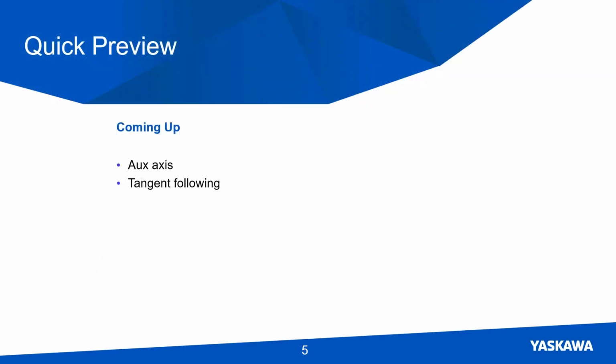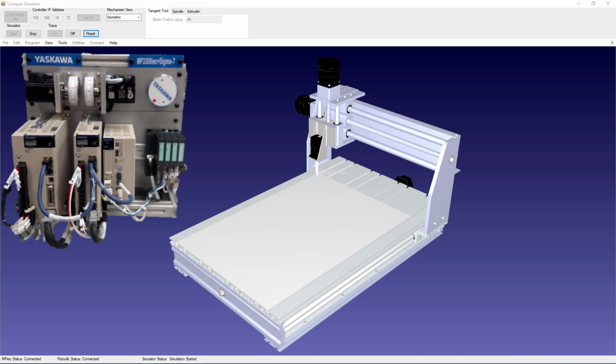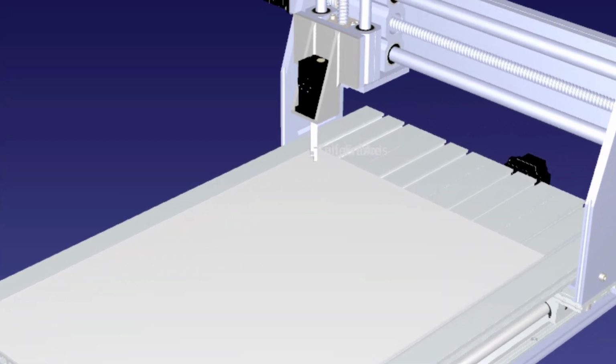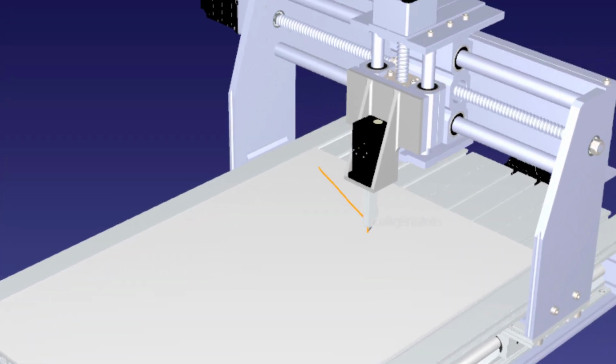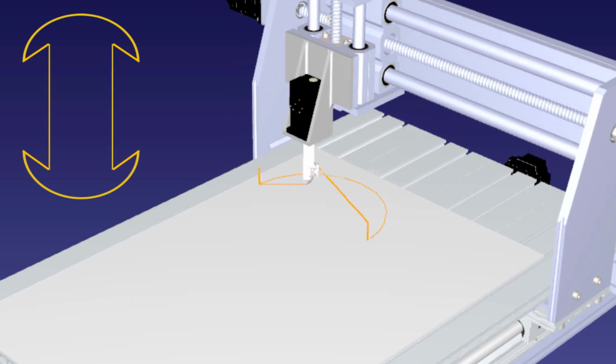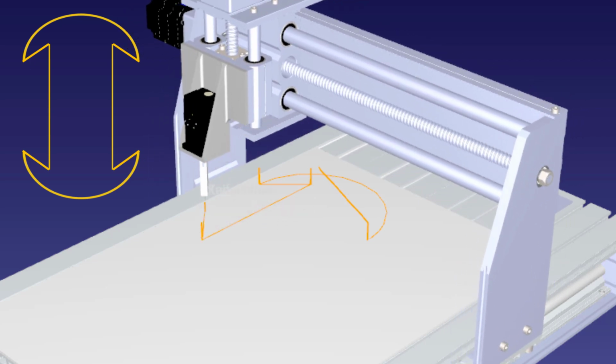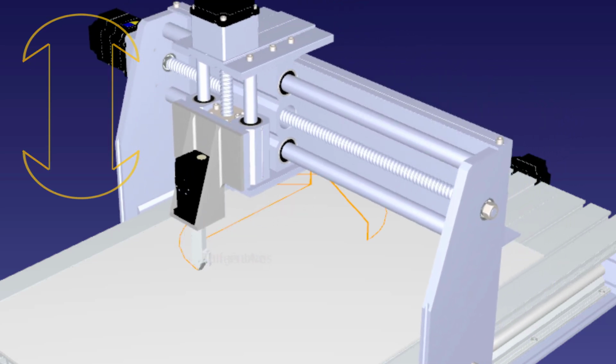Now let's look at this in a little more detail. To illustrate the tangent following concept, I'm using a virtual gantry that is being controlled by a 3-axis MP3300 IEC and Sigma 7 demo, and has a tool head attached to the Z-axis that can rotate 360 degrees. Running the program, the tool head goes to a predefined start position and rotates the knife to start cutting the following shape. As the gantry moves along the path, the tool head rotates the knife so that it stays tangent to the shaped path on the XY plane.